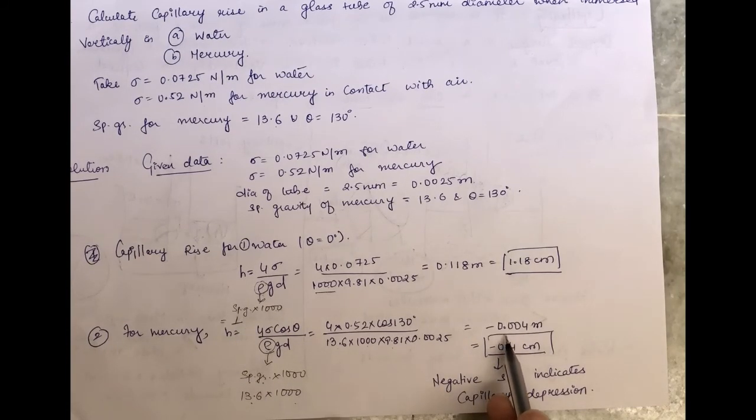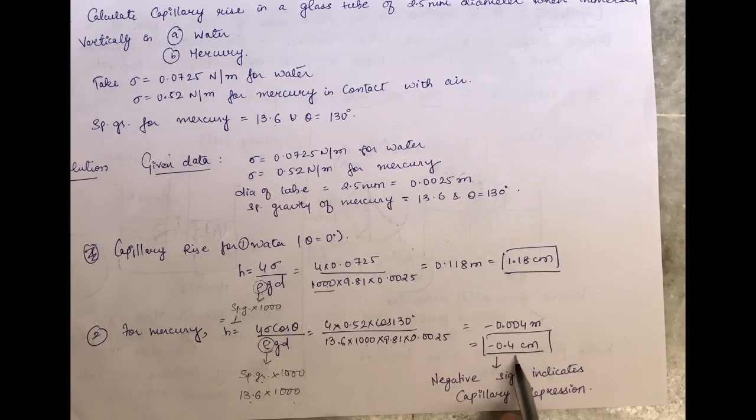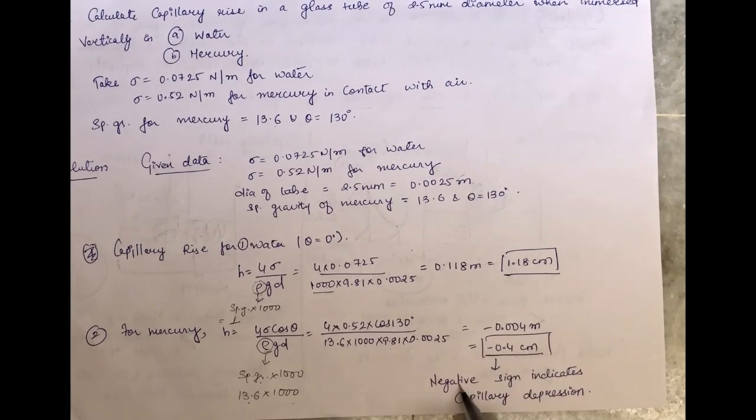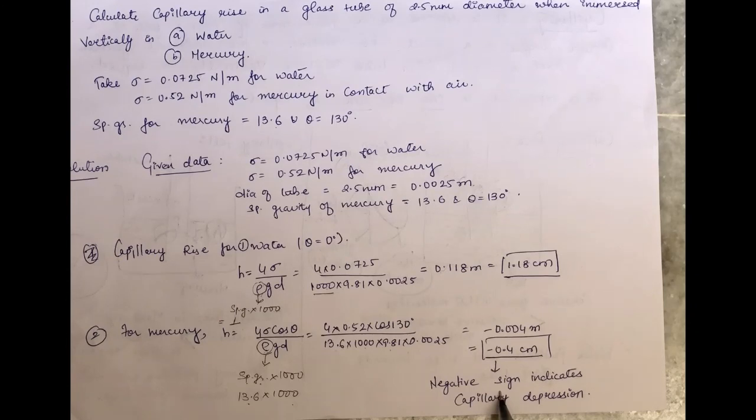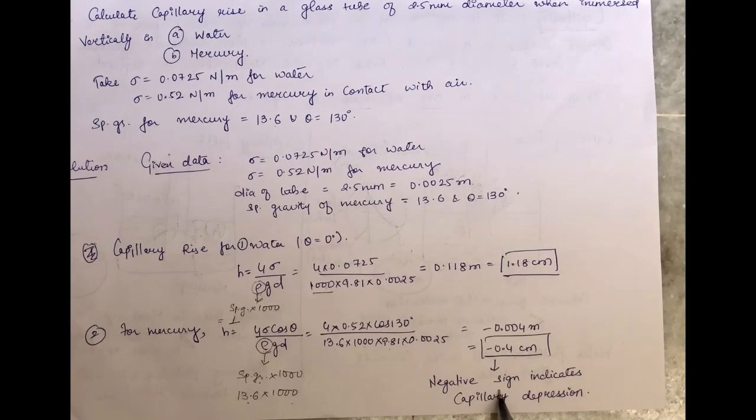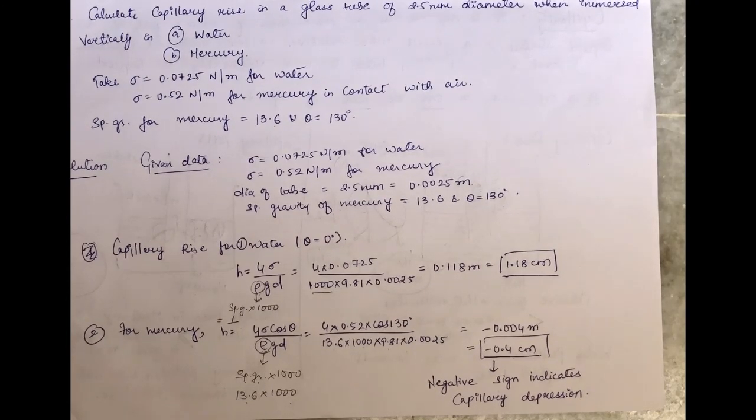Here you can see that you are getting a negative answer, that is minus 0.004 meter, which is equal to minus 0.4 centimeter. This negative sign indicates that capillary depression is occurring; the capillary rise is not occurring. So if you are getting a minus sign in your answer, it is the indication that capillary depression is occurring in the glass tube. Okay, thank you.